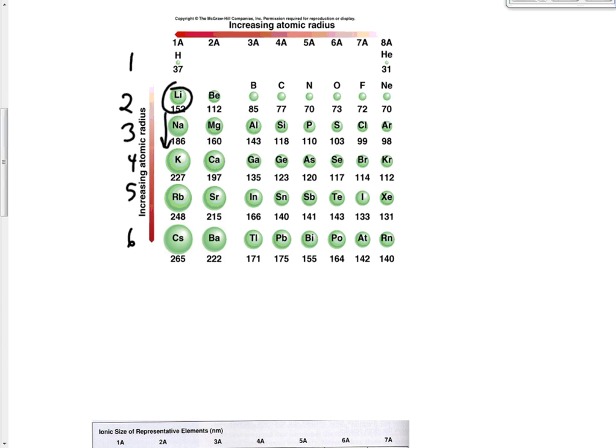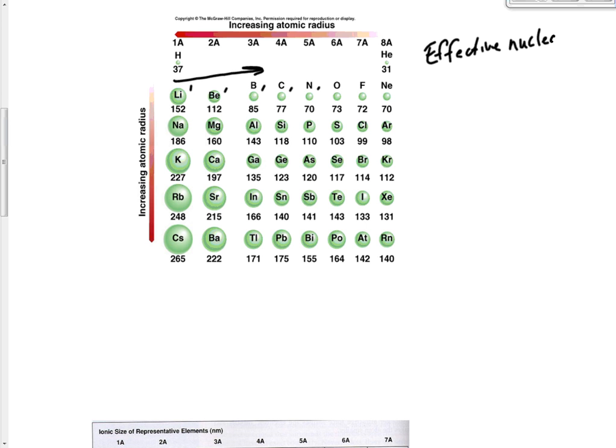Now as you go across left to right, it gets smaller. So lithium is larger than beryllium, is larger than boron, carbon, nitrogen, and so on. It even has the radius number there for you. And the reason for that is what's called effective nuclear charge.